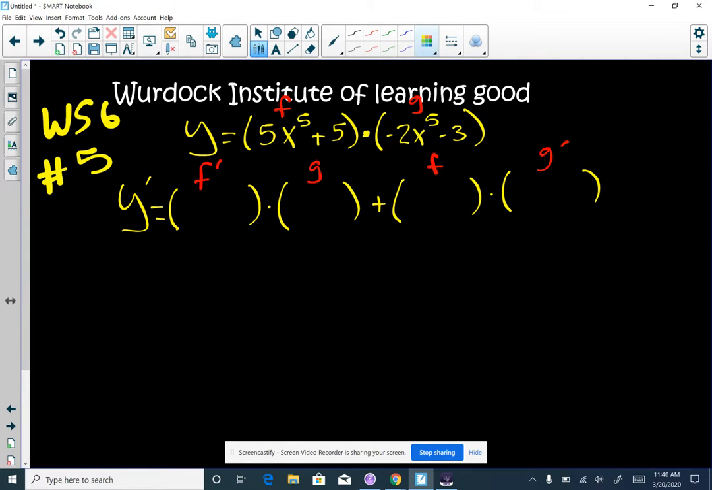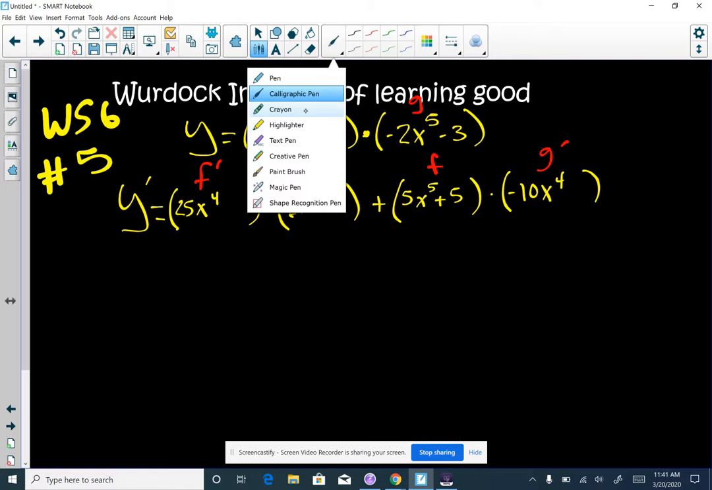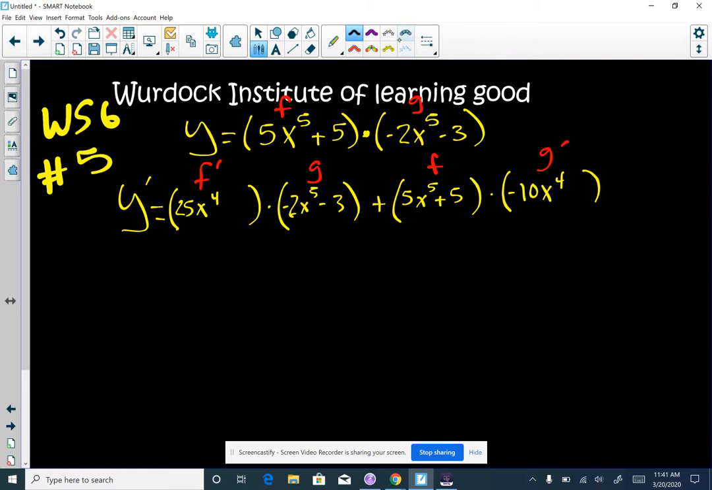Now we are ready for, what is the derivative of f? That would be 25x to the 4th plus 0 technically, so we're done. This is normal g, so I just take normal g, negative 2x to the 5th minus 3. Here I have normal f, so I write normal f, 5x to the 5th plus 5, and then now the derivative of g, that says negative 10x to the 4th plus 0. So for today's purposes, we're done. That's what we're looking for.